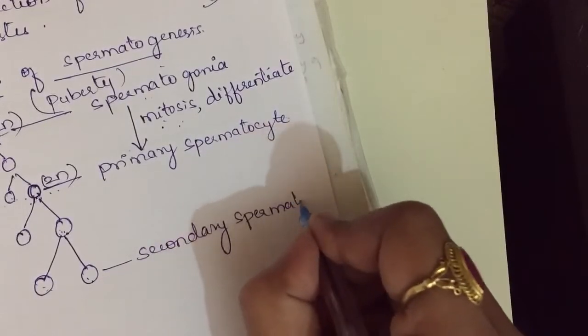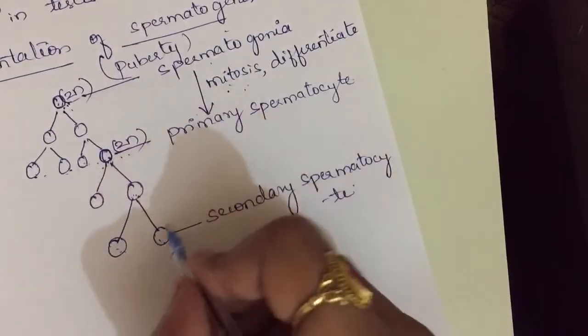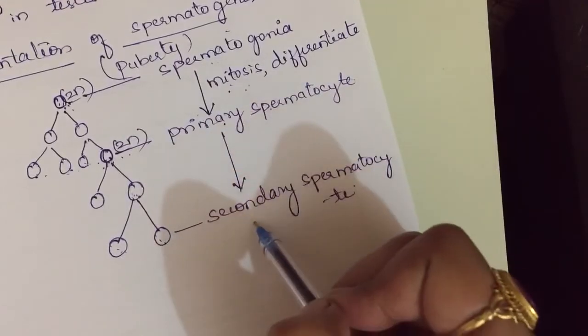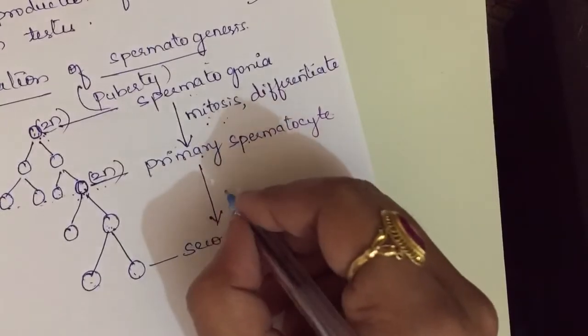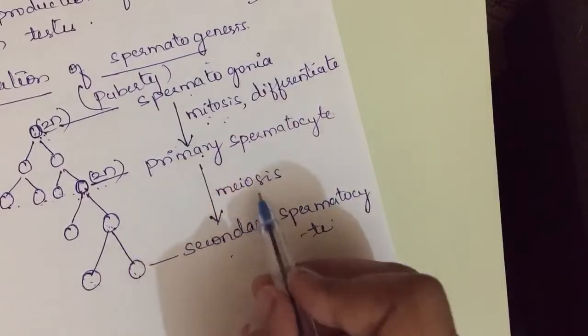These are secondary spermatocytes, right? Now during this, we said primary spermatocyte is getting converted to secondary spermatocyte. When it is getting converted to secondary spermatocyte, here it undergoes meiosis.